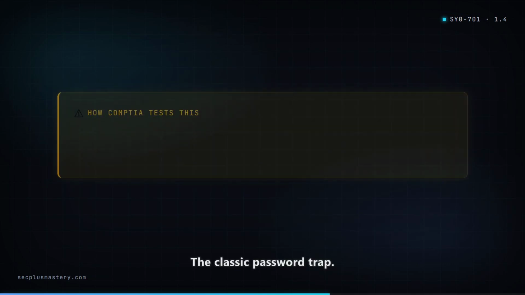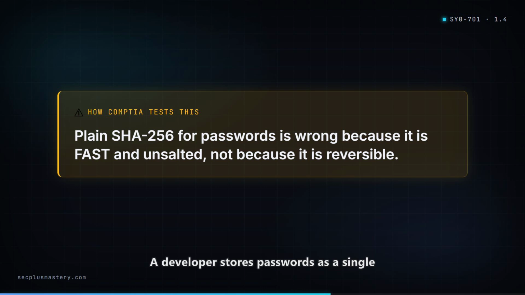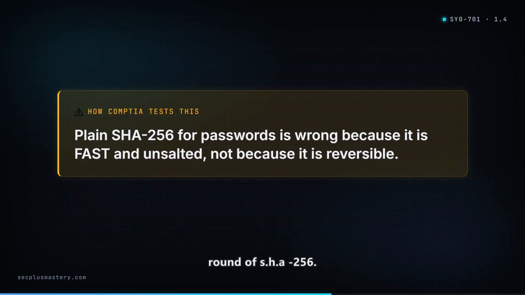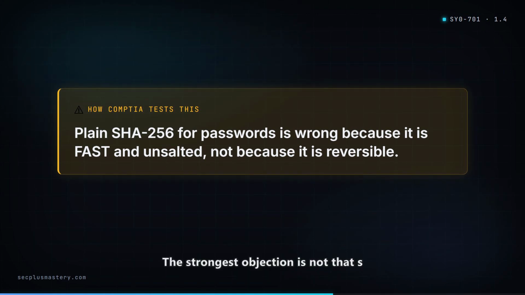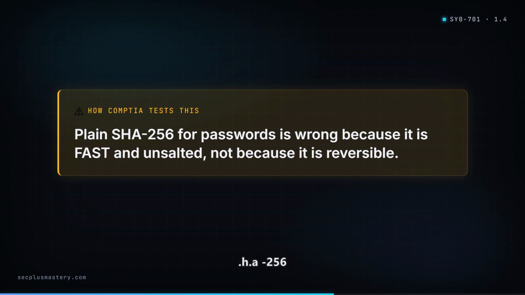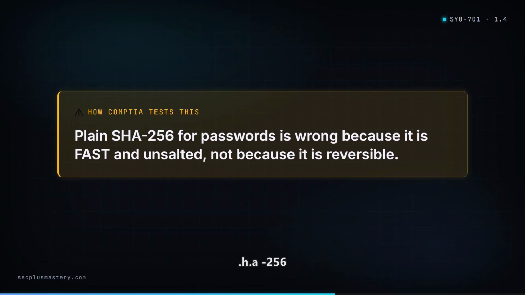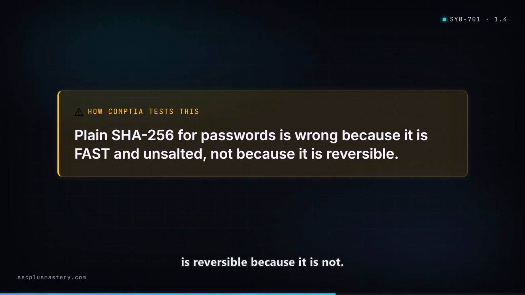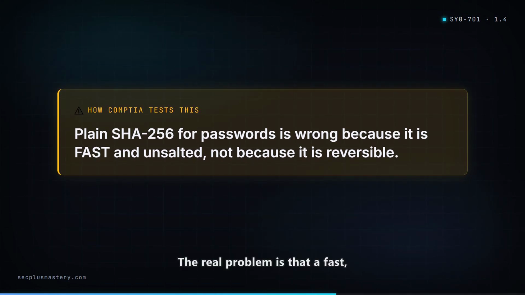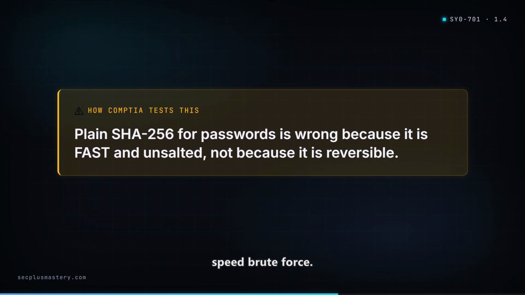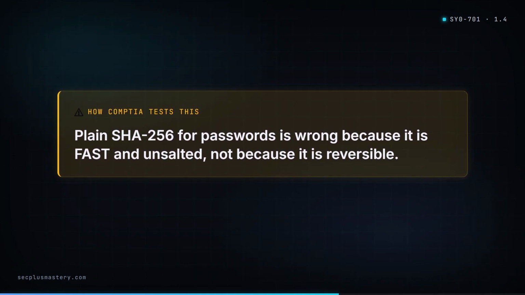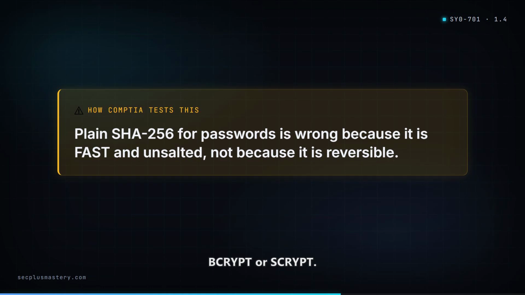SHA-256. The classic password trap. A developer stores passwords as a single round of SHA-256. The strongest objection is not that SHA-256 is reversible, because it is not. The real problem is that a fast, unsalted hash enables rainbow tables and high-speed brute force. The fix is a salt plus a slow function like Argon2, bcrypt, or scrypt.